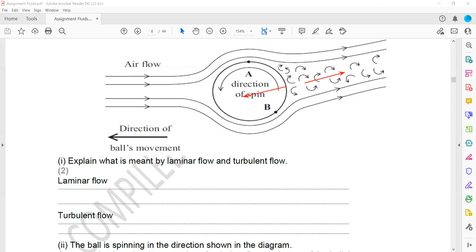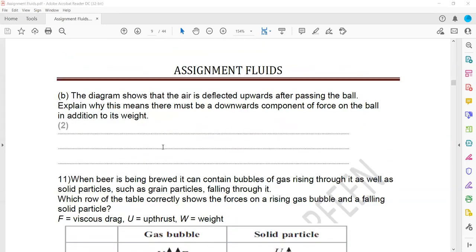The same thing happened here. The air particles are moving up. As a result, according to Newton's third law, the air particles will apply a downward force. So weight is already acting downward, and there is also a force due to the Newton pair force, which is also acting downward, an additional part to the downward component. So when we write the answer here, the air is deflected upwards. If the ball is pushing the air up, the air particles will push the ball downward, according to Newton's third law.